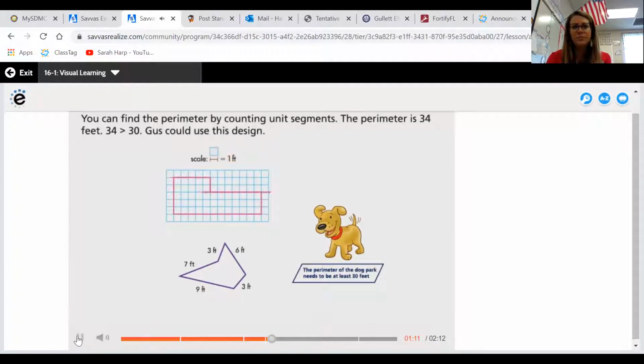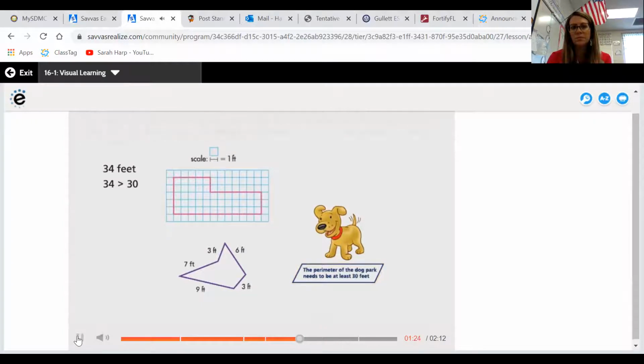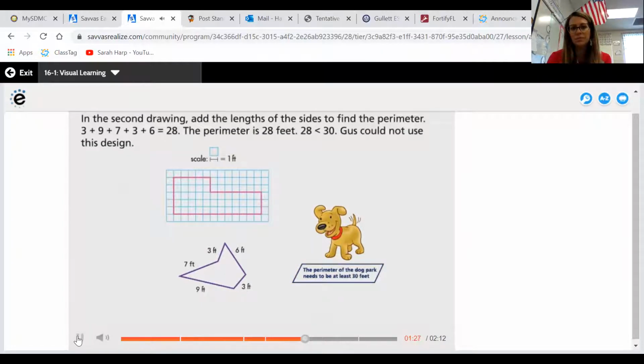You can find the perimeter by counting unit segments. The perimeter is 34 feet. 34 is greater than 30. Gus could use this design. In the second drawing, add the lengths of the sides to find the perimeter. 3 plus 9 plus 7 plus 3 plus 6 equals 28. The perimeter is 28 feet. 28 is less than 30. Gus could not use this design.